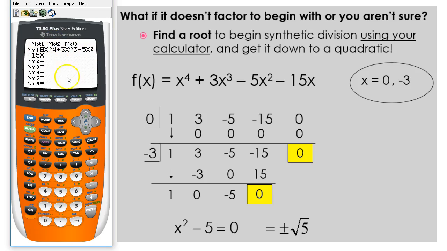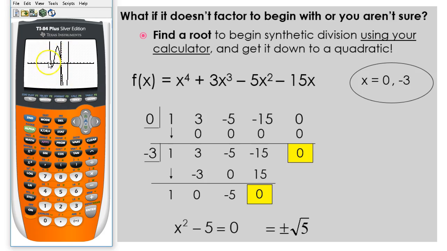Anyway, I get this typed in. Now, remember we said in class, if you were there, that when you zoom, probably what you want to start with is zoom standard. It goes from -10 to +10 on both axes. And what we want to know here is, where does it cross the x-axis?